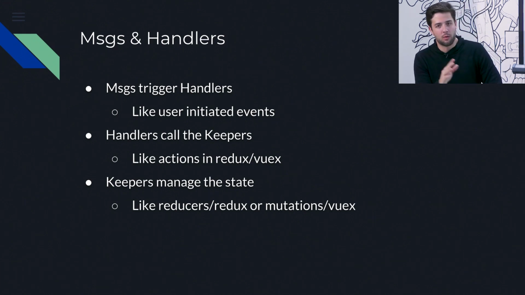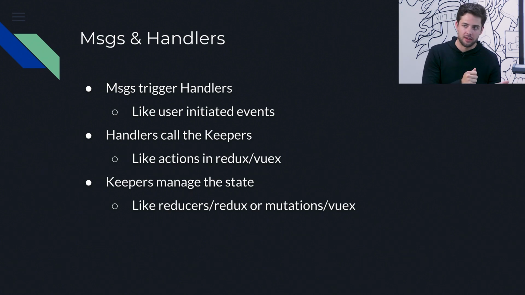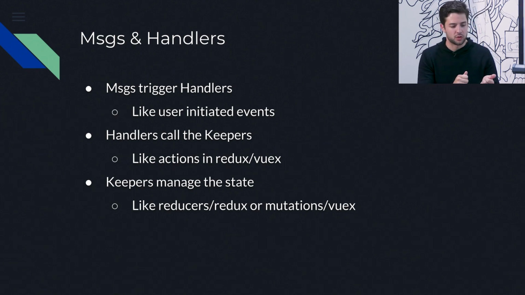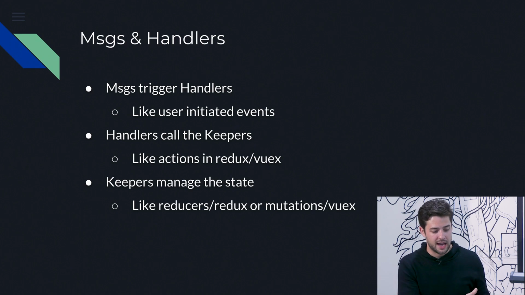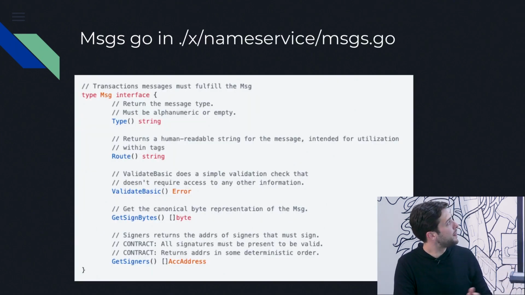So now we're on to messages and handlers. Now that we've got the keeper, we can get and set all of our values. Let's create this user-facing interface that we're going to offer. So messages trigger handlers. These are like user-initiated events. You can think of this as a click in Redux. Handlers call keepers, again, like actions, and then reducers. So just that same thing.